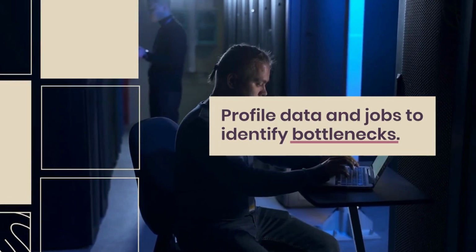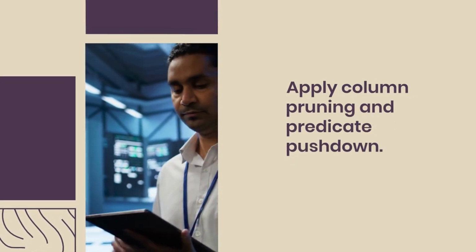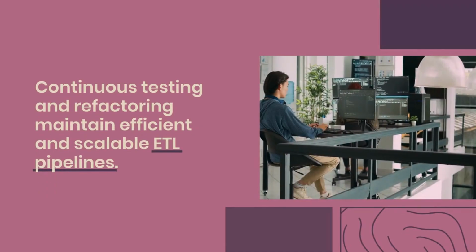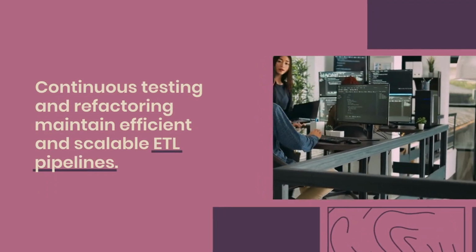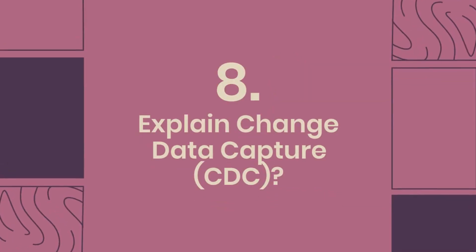Profile data and jobs to identify bottlenecks. Apply column pruning and predicate pushdown. Monitor and log metrics for duration and throughput. Continuous testing and refactoring maintain efficient and scalable ETL pipelines. 8. Explain change data capture, CDC.